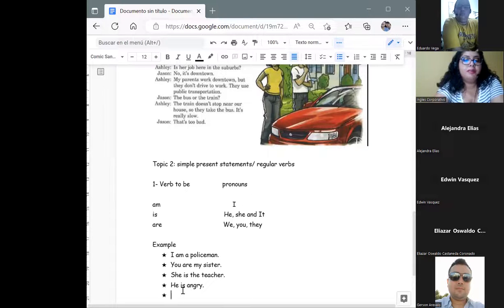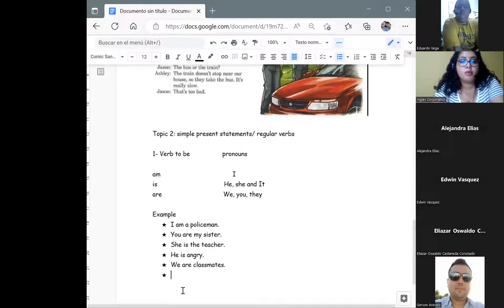We are classmates. Somos compañeros. They are my cousins. Son mis primos. Y ahí tenemos oraciones sencillas, sin muchos elementos, solo utilizando pronombres, verbo to be y un complemento extra.